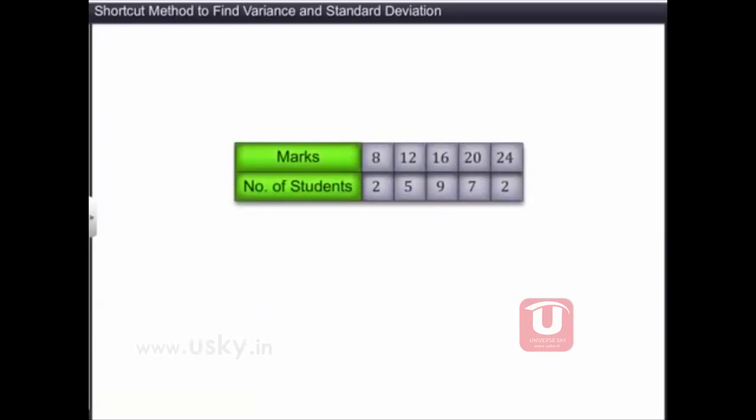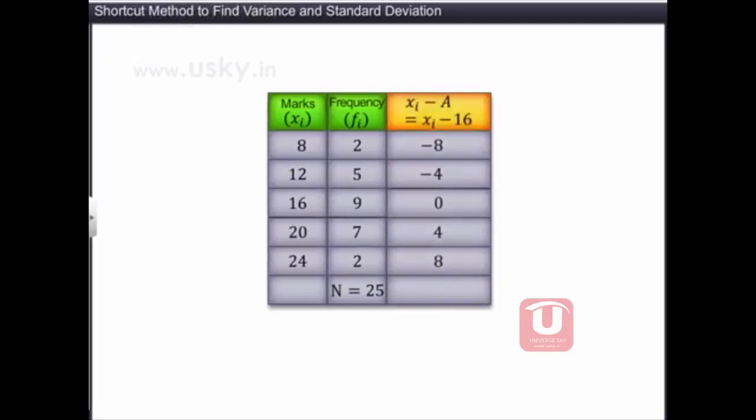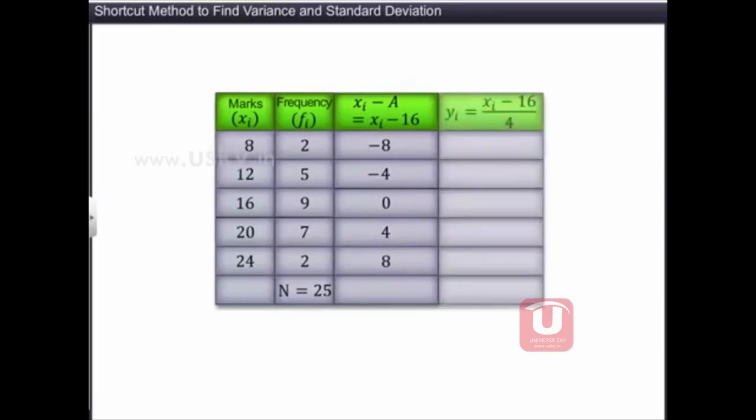Let's find the variance and the standard deviation of the marks obtained by 25 students as shown in the table. The given frequency distribution is shown here. The total frequency n is equal to 25. Let the assumed mean be 16. The deviations of the xi's from the assumed mean, 16, are obtained as shown. As you notice here, the highest common factor among the deviations is 4. Thus, we'll take h equal to 4. Next, yi is equal to xi minus a whole divided by h.